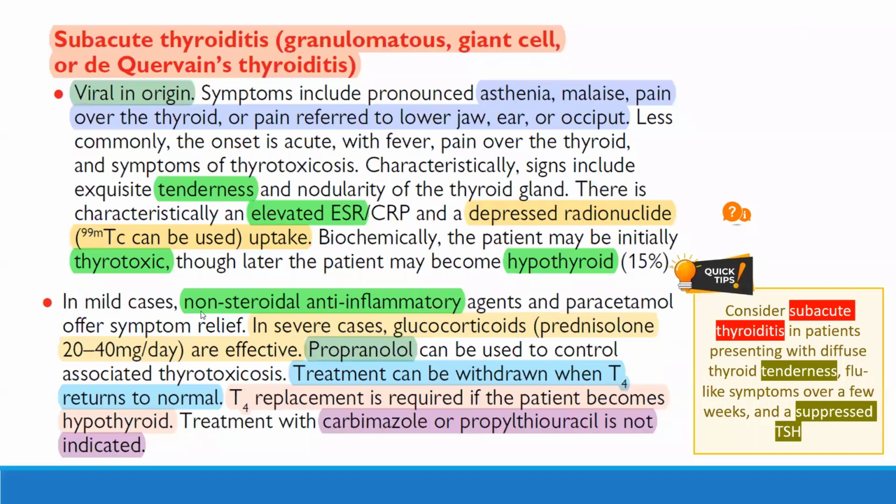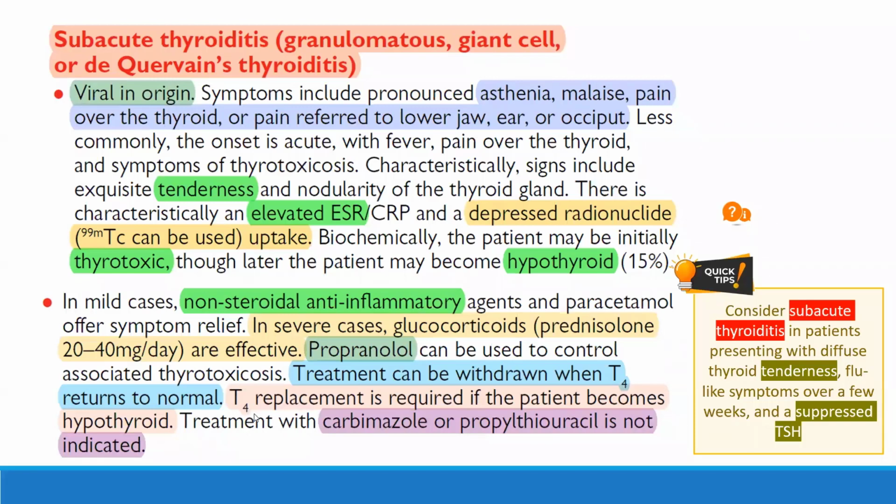How to treat? Mild cases are treated with non-steroidal anti-inflammatory drugs. In severe cases, we give glucocorticoid: prednisolone 20 to 40 milligrams per day is effective. We can give propranolol if there are manifestations of thyrotoxicosis, such as tremor, tachycardia, and palpitation. The treatment can be withdrawn when thyroid hormone normalizes.